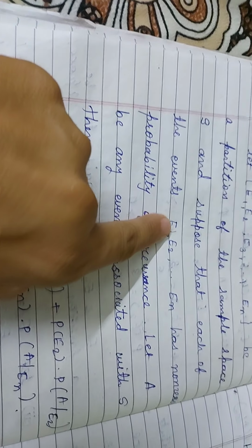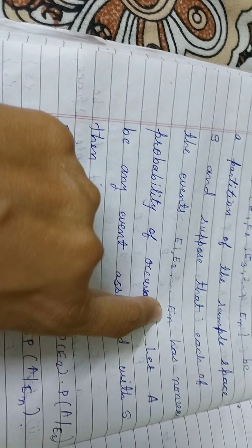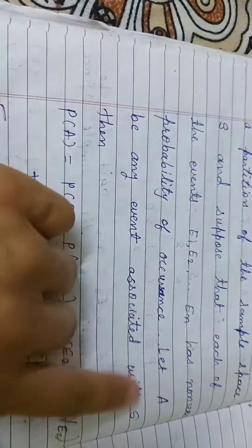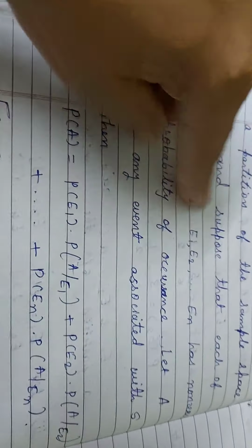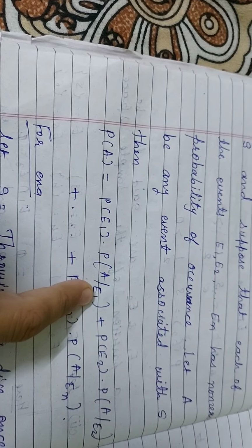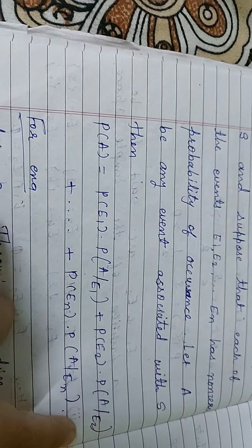टोटल प्रोबेबिलिटी में क्या है कि आपके पास E1, E2, En ये तो डिसजॉइंट इवेंट है ही, बट वी कैन कंसिडर एनी अदर इवेंट A which is associated with the S. Okay, so therefore we can find out this probability of A by this formula: probability of E1 into probability of A over E1 plus probability of E2 into probability of A over E2 plus so on. So this is known as the theorem of total probability.